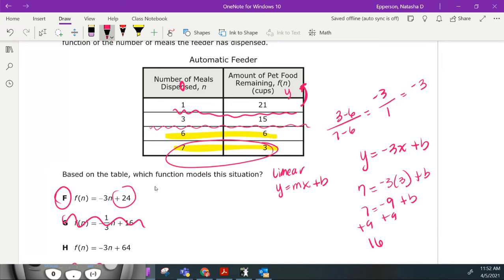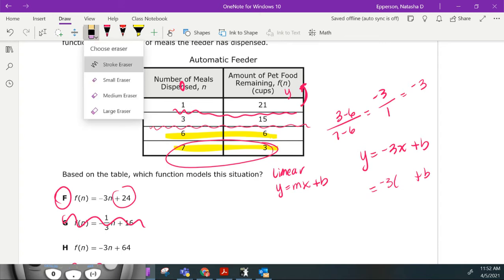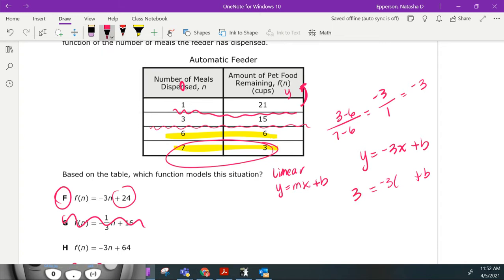Hold on, that did not work. What did I do wrong? Oh, I switched my x and my y. This should have been 3 here, and this should have been 7 here. That would make a big difference. So this is going to be 3 is equal to negative 21 plus b. We're going to add 21. That gives me b is equal to 24. So that lets me know that that is the correct answer.